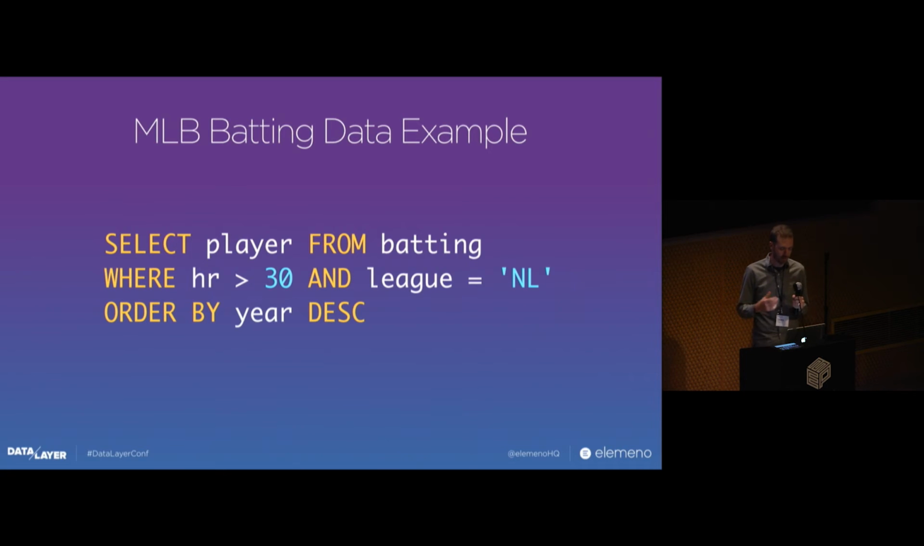So it's not a huge data set, but it's big enough for our purposes here. Then I created a query where I wanted to find all the players from the National League with 30 or more home runs and then sort it by year. Again, simple query, but it will do for the purposes here.